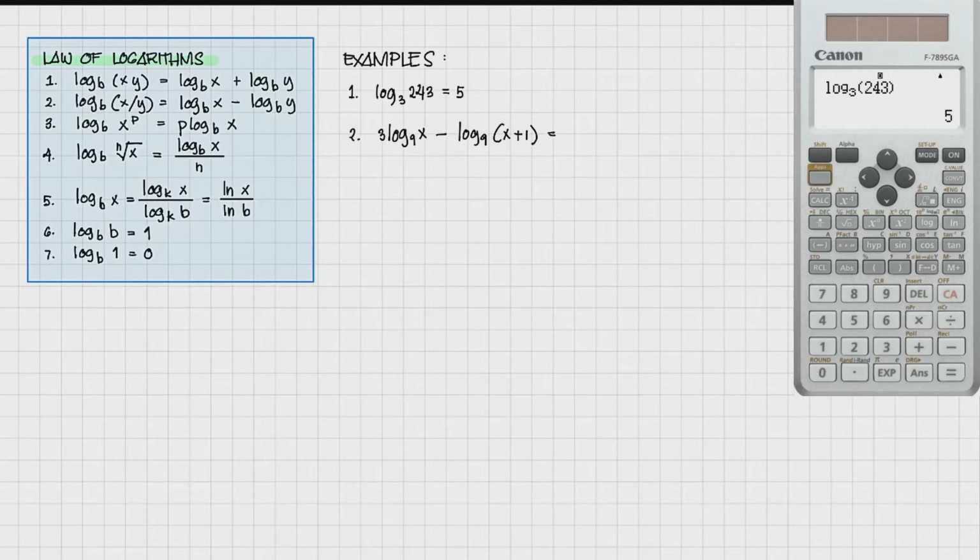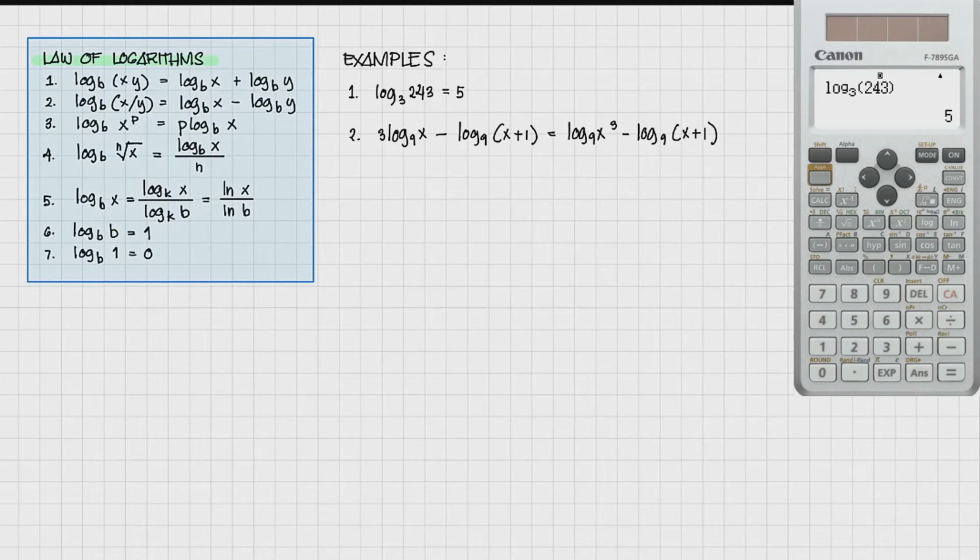So what can we do here? Simplifying this, if we look at our law number 3, you have basically p log of x, base b, so we could transform this term into that form. Let's rewrite that: we'd have log of x raised to 3, base 9. What about the other term? I think that's the simplest form of that term: log base 9 of x plus 1.